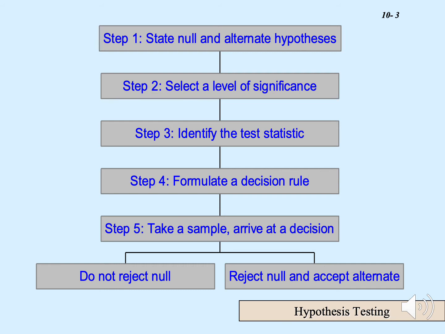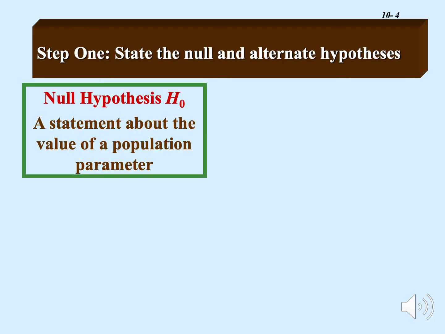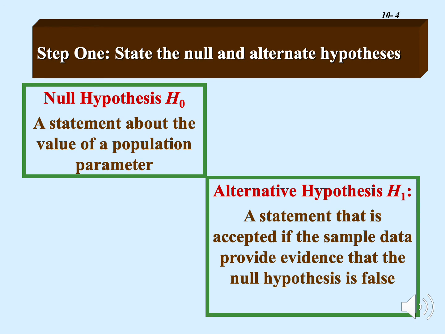Okay, so step 1. In step 1, when you state the null and the alternative hypothesis, the null hypothesis is the statement about a value of a population parameter, and it is usually stated as no significant difference, no significant relationship, no predictor at all. And the alternative hypothesis is a statement that is accepted if the sample data provide evidence that the null hypothesis is false.